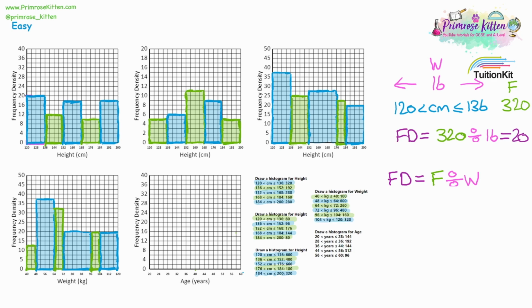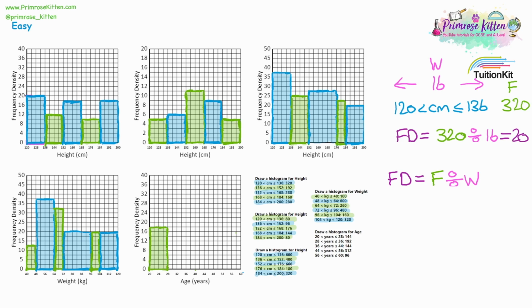Now, the last histogram we're going to draw is for age, and we have in our first row 144 people, and the width is in between 20 years of age and 28 years of age, and that's a width of 8. So we divide 144 by 8, which gives us 18. So the histogram bar is going to go all the way up to 18.